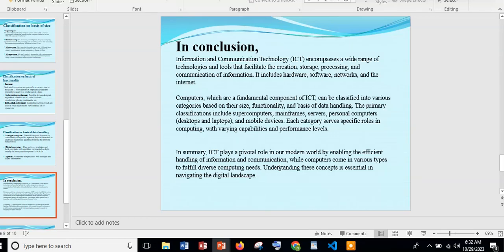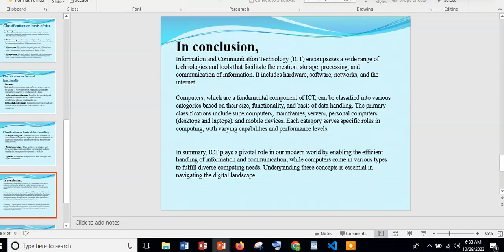On the basis of size, we had the supercomputers, mainframe computers, servers, personal computers, that is the desktops and laptops, and mobile devices. Mobile devices can be our phones, as you all know. Each category serves specific roles in computing with varying capabilities and performance levels.